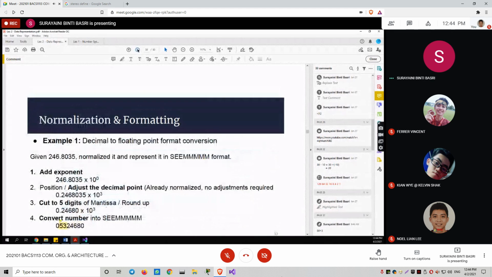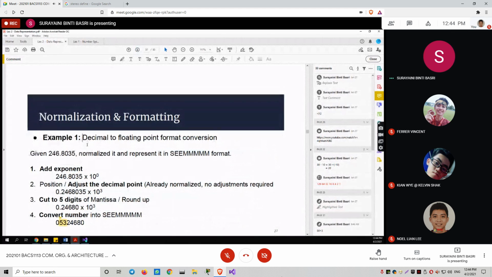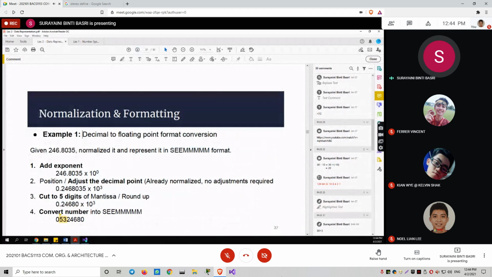Okay, so this is example 1, decimal to floating point format conversion. So this is the floating point format. Let's say you want to convert this decimal number. First, you need to normalize it, meaning convert it to this format.